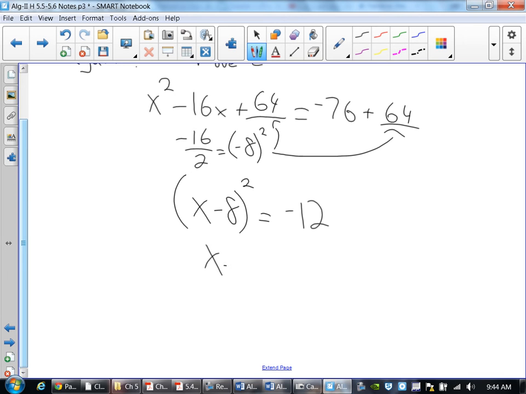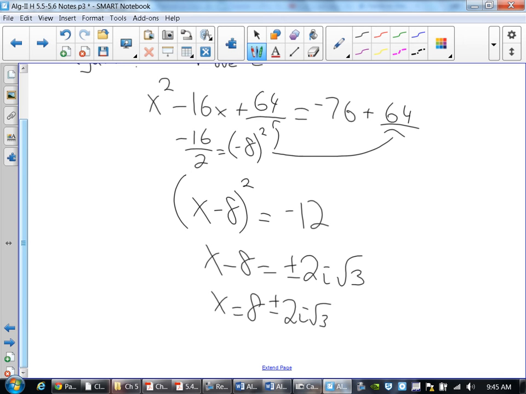So we have x minus 8 equals plus or minus 2i root 3, very good. Remember, because it was negative. And then just add the 8. So you take half of the b and you square it, and that's what you add. Every single time. Your answer is x equals 8 plus or minus 2i root 3.